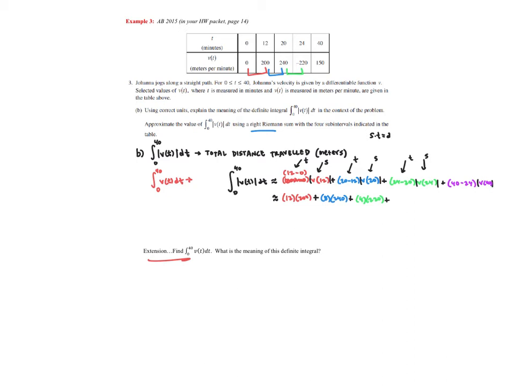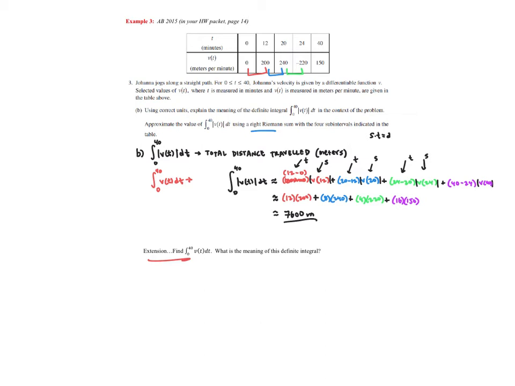And finally, our last interval, that'll be 16 times the velocity at 40, which is 150. I'm going to do a calculation off camera, and then we'll talk about units. All right, it looks like I come up with 7,600 meters.